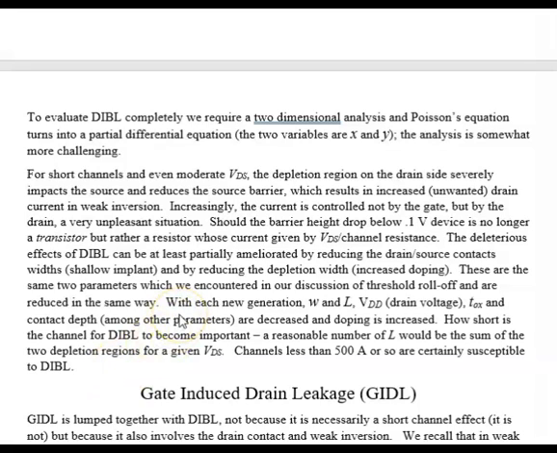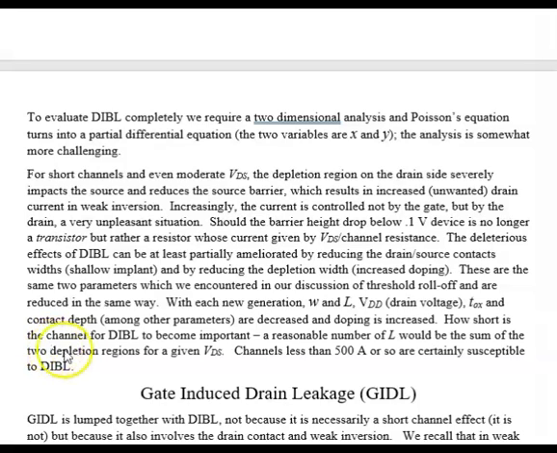So here's the bottom line. Again, another bottom line, I guess you could say: with each new generation, W and L are reduced. VDD, which is basically the power supply voltage on the drain, Tox, and the contact depth, the X sub J, are all decreased, and doping is increased. So that is essentially, in a nutshell, what scaling is all about. There are a few other aspects to scaling, but those are the main things. Decrease W, decrease L, decrease the drain supply voltage, decrease Tox, that's a big problem, and decrease the drain and source contacts, and increase the doping.